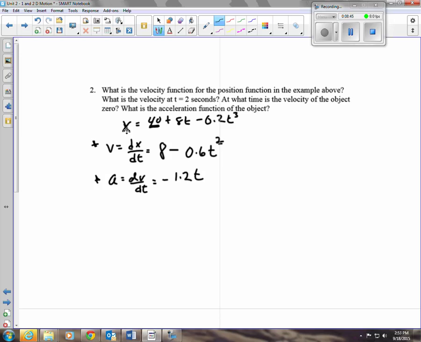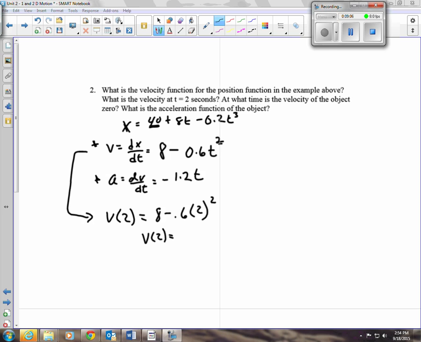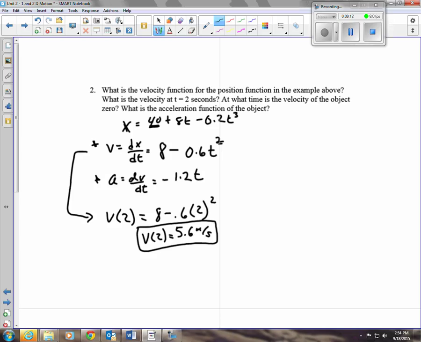Now we got this problem, what is the velocity at t equals 2? So v of 2 is going to be 8 minus 0.6 times 2 squared. So the velocity at t equals 2 is going to equal 5.6 meters per second. So you can see that this is a pretty powerful technique. I can find the velocity at any point in time.